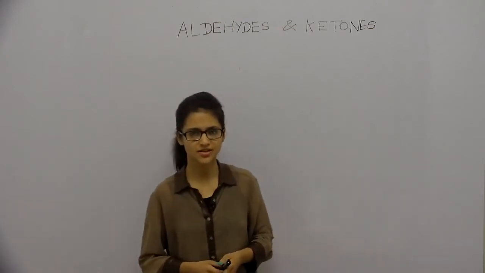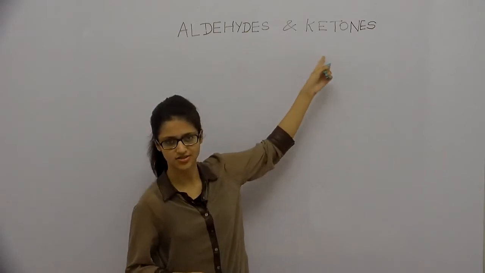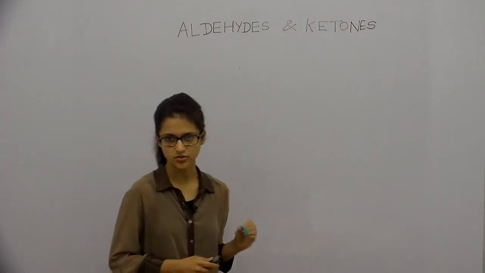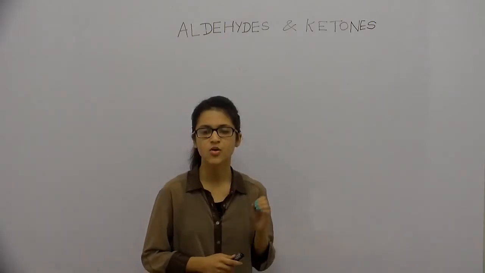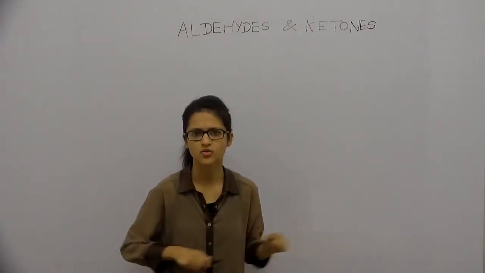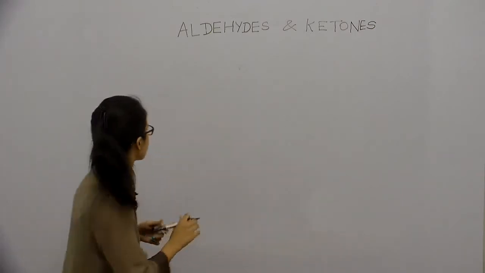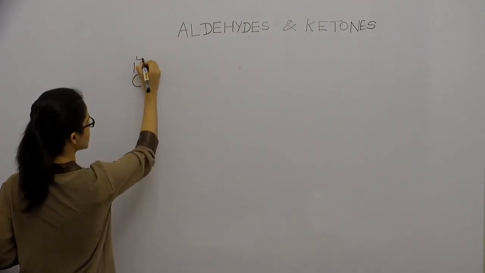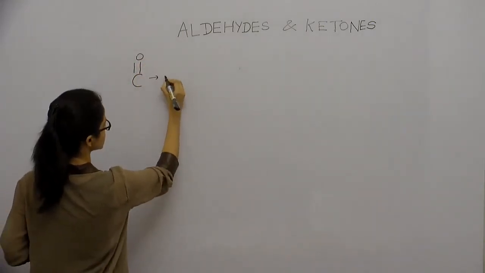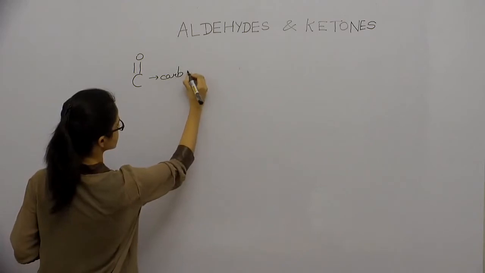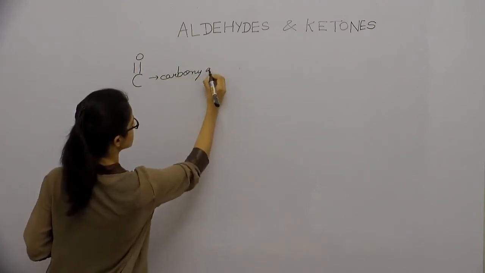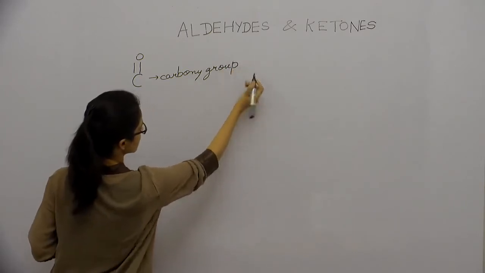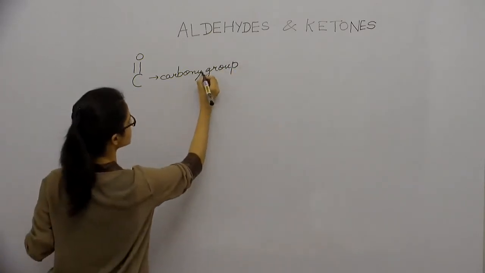Today we will be studying the topic aldehydes and ketones. Before starting with aldehydes and ketones, we first need to know what are carbonyl groups. What is a carbonyl compound? Whenever we have C double bond O, this group is known as carbonyl group. Whenever we find a C double bond O group, we know that it's a carbonyl compound.